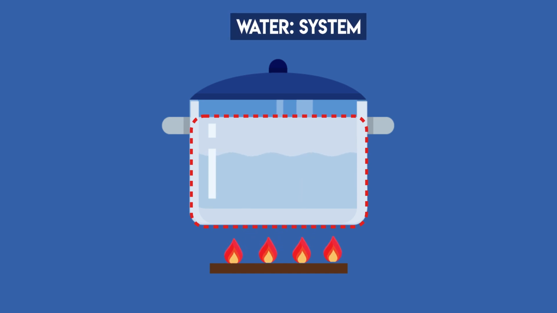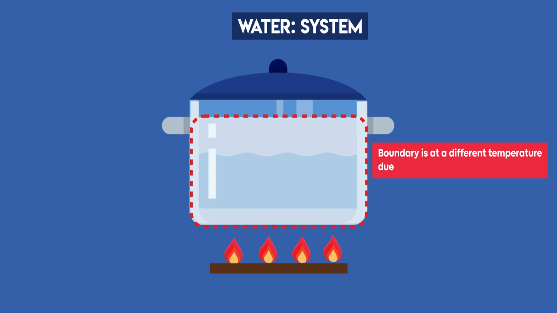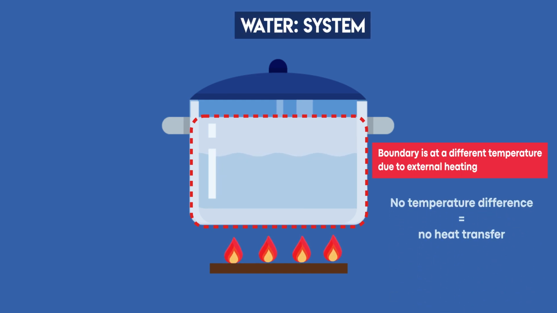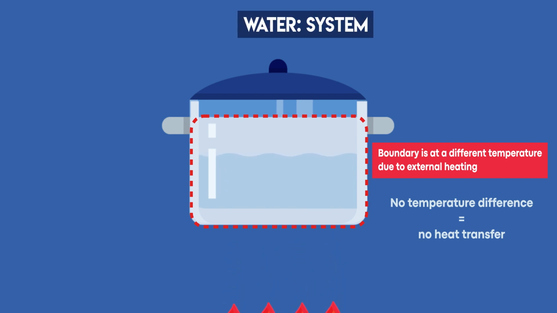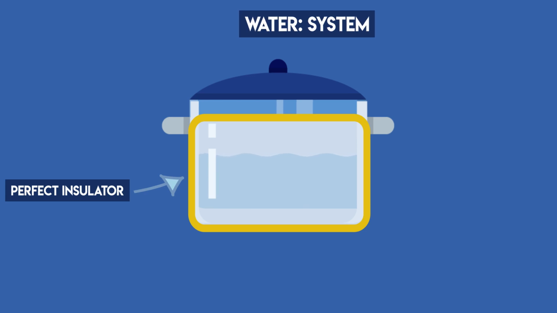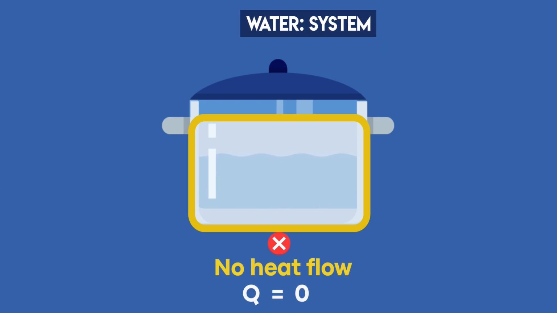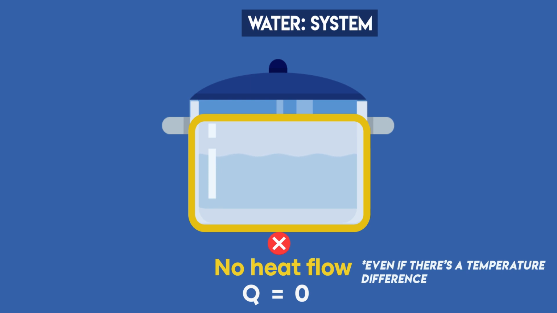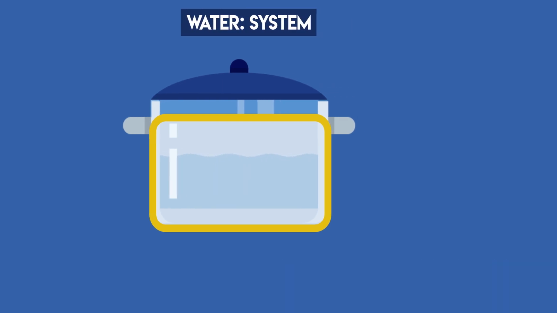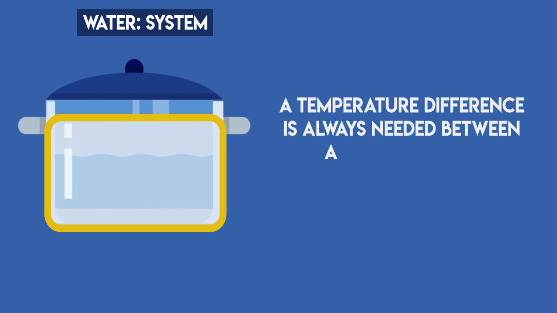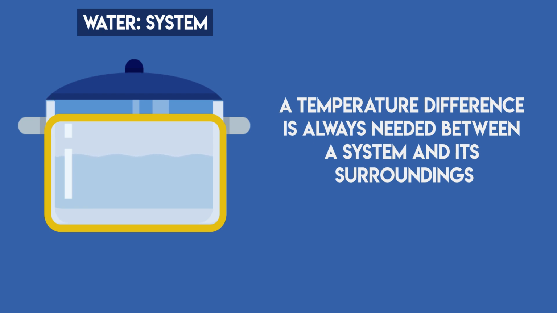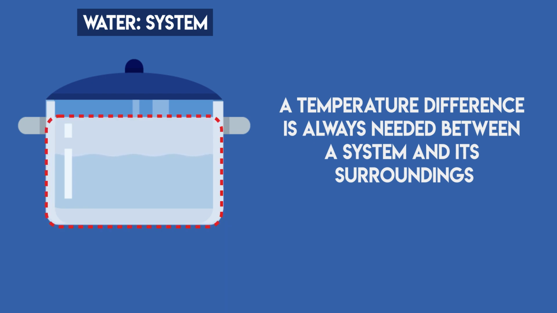Now I want to draw your attention towards the fact that the boundary of our system is at a different temperature due to external heating. If there were no temperature difference in the boundary and the system, there would be no heat transfer. The heat transfer can also be prevented by having a perfect insulator around our system. A perfect insulator prevents the heat flow through it even when there is a temperature difference between the system and the surrounding. The key learning I want you to take from here is that for a heat transfer to take place at the boundary of the system, a temperature difference is always needed between a system and its surrounding, and the boundary should not act as a perfect insulator.